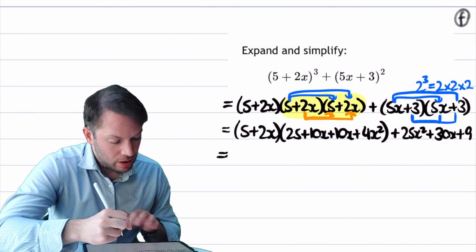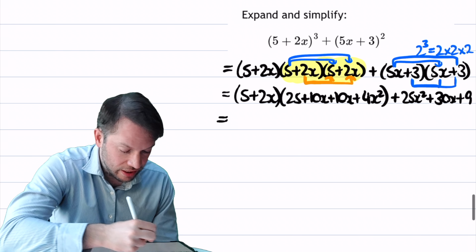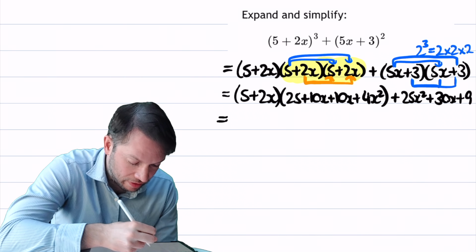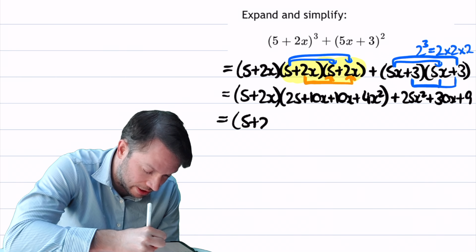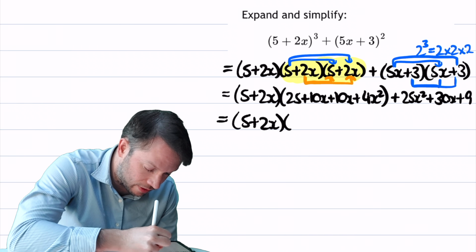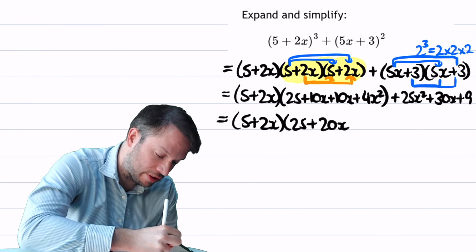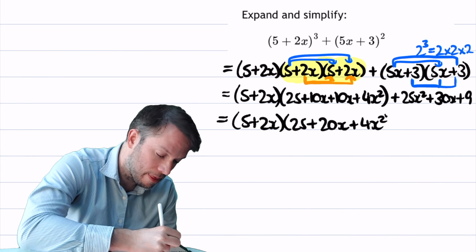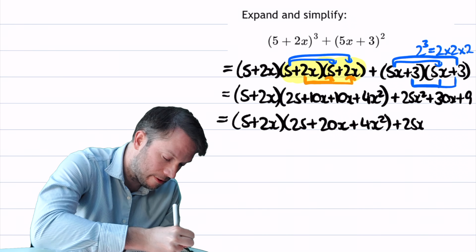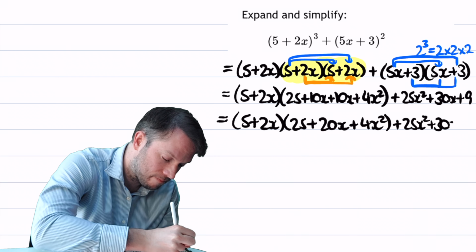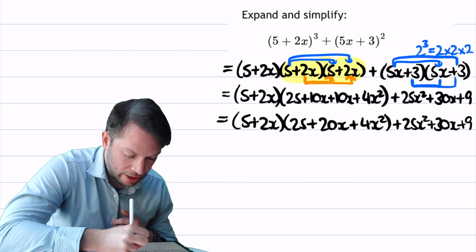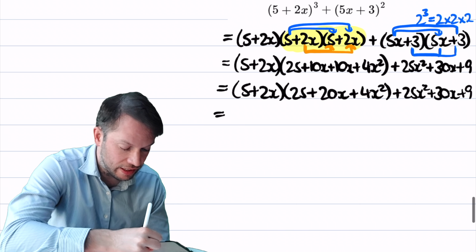And now, we've still got brackets here we need to expand, but I'm actually going to simplify a bit first. So we're going to tidy up in that second bracket. I can see that we've got 10 lots of x plus 10 lots of x, which is 20 lots of x. And we've still got that x squared term. And then I'm just going to copy this here. And now I'm going to expand out these two brackets here.